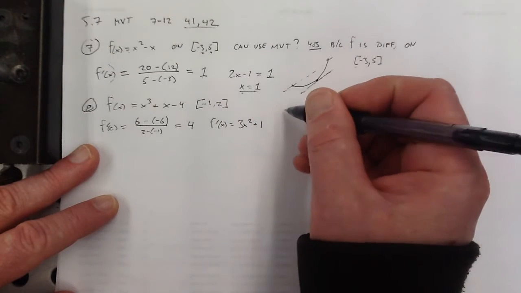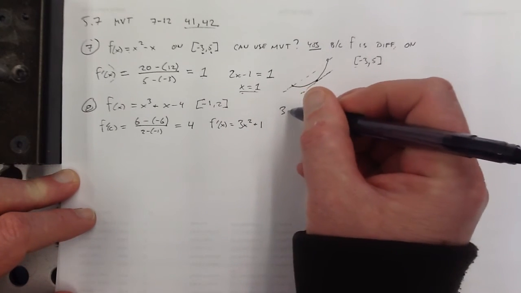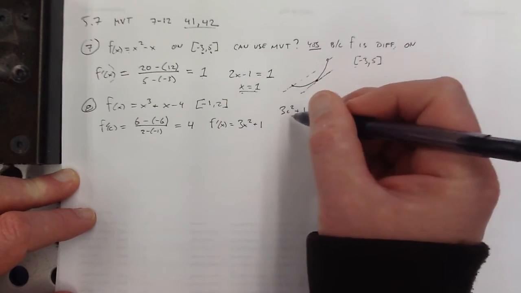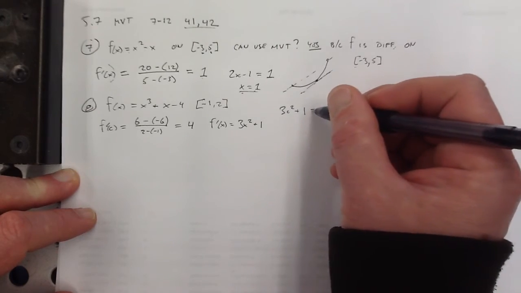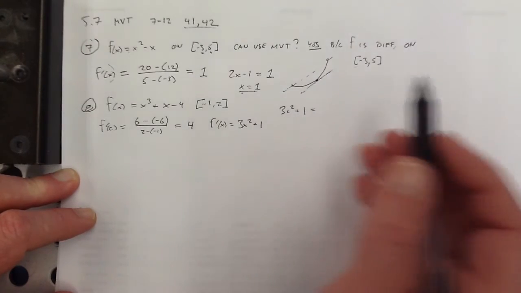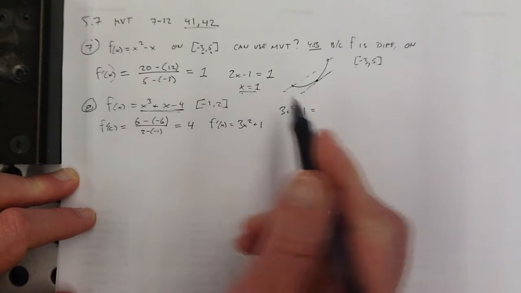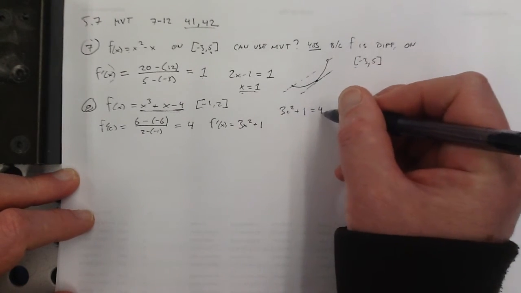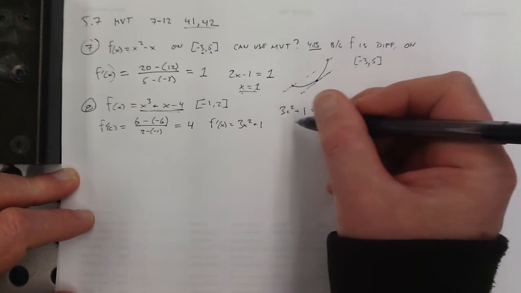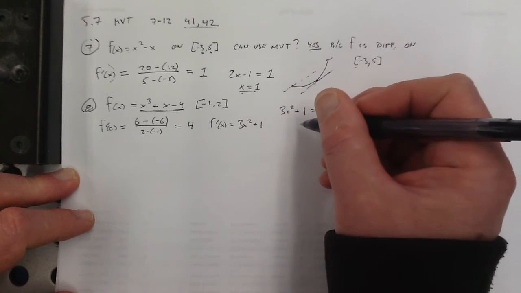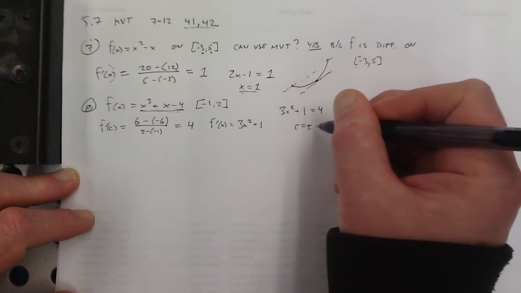Those two have to be equal to each other. I'll do that c thing that they do. I'll call this 3c squared plus 1. That's the value that the mean value theorem guarantees. Oh, can we use the mean value theorem? Yes, because this is continuous and differentiable everywhere. So you betcha. Subtract 1, so c squared is equal to 1. So c is equal to plus or minus 1.